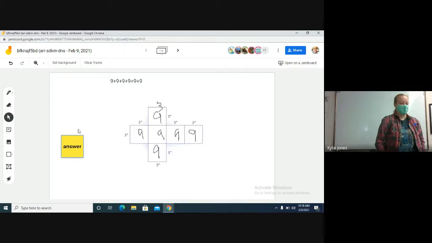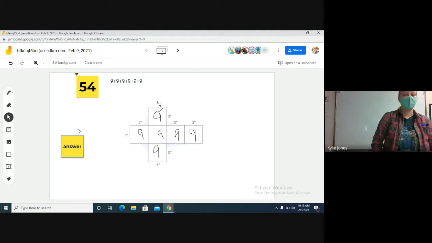Okay, so type your answer onto a sticky note. What's the final answer for this surface area here? If you add them all together, or multiply. You could do 9 times 6 on this one too. That's fine.